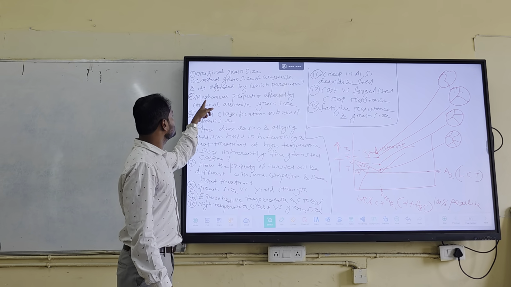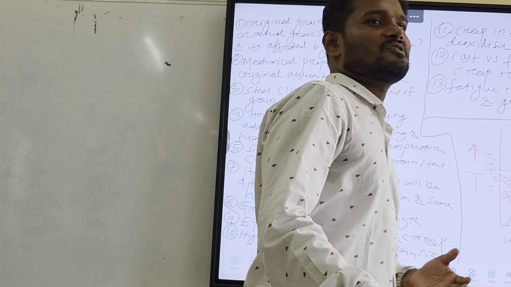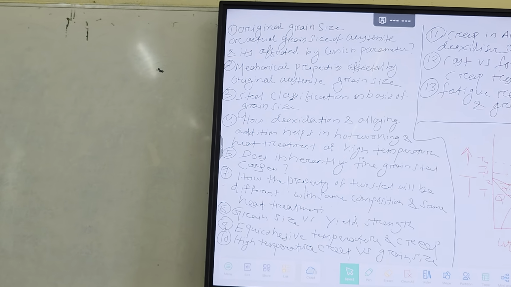Okay, fine. So next is the mechanical properties affected by it. We are studying heat treatment because we have to change and improve the mechanical properties. Basically there are four mechanical properties which will be affected by the grain size, the final grain size of the product or the grain size of the austenite. Anything is fine, whatever you say.